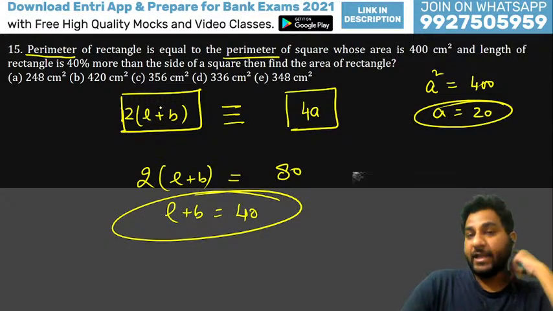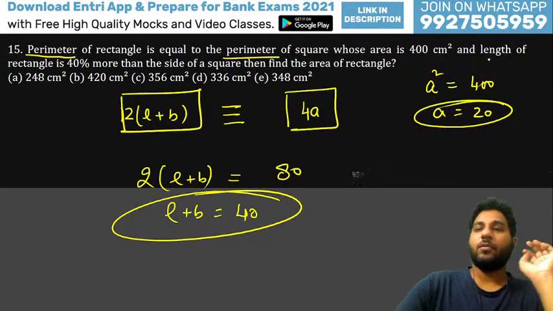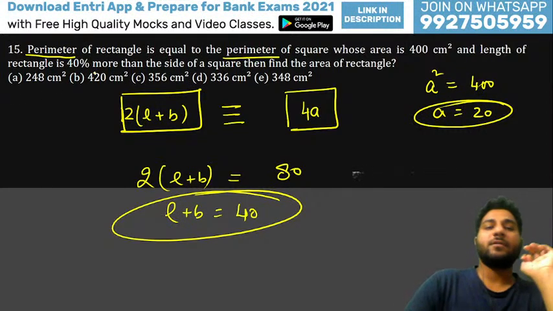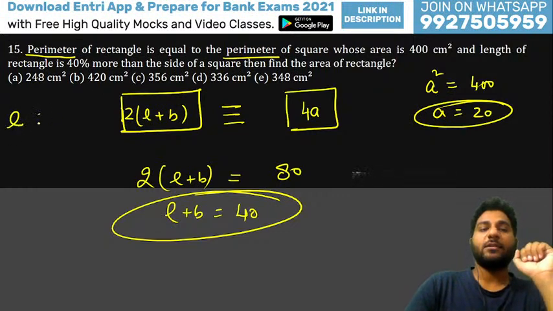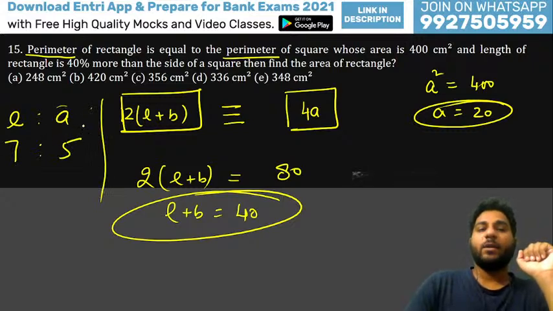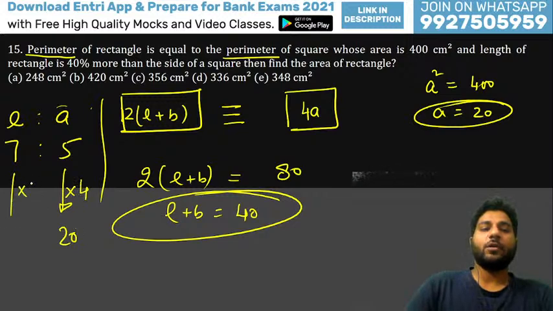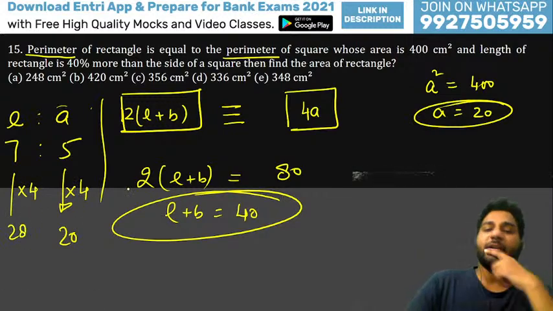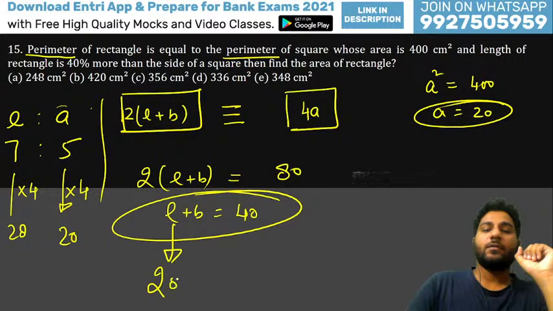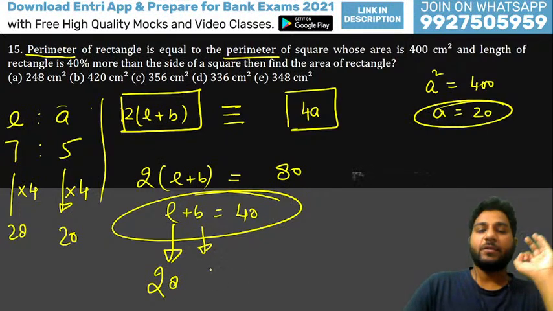So we have got the length and breadth combination as 40 now, and the length of the rectangle is 40% more than the side of the square. So length is compared with side as 7:5, because if A is 100%, length will be 140. That makes the ratio 7:5. If 5 ratio stands for 20 centimeters, that means 1 ratio stands for 4, so 7 ratio stands for 28 centimeters. Now we have got the length of the rectangle as 28 centimeters, so we will get the breadth of the rectangle as 12.